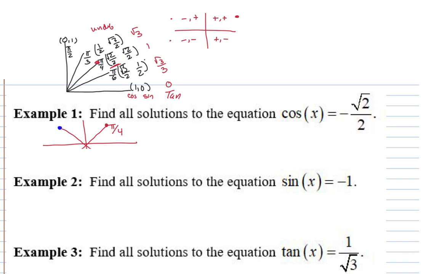I know it's going to be negative here and here. So that means that's 1, 2, this is 3 pi over 4, 4, 5 pi over 4. That's the two places where it is.